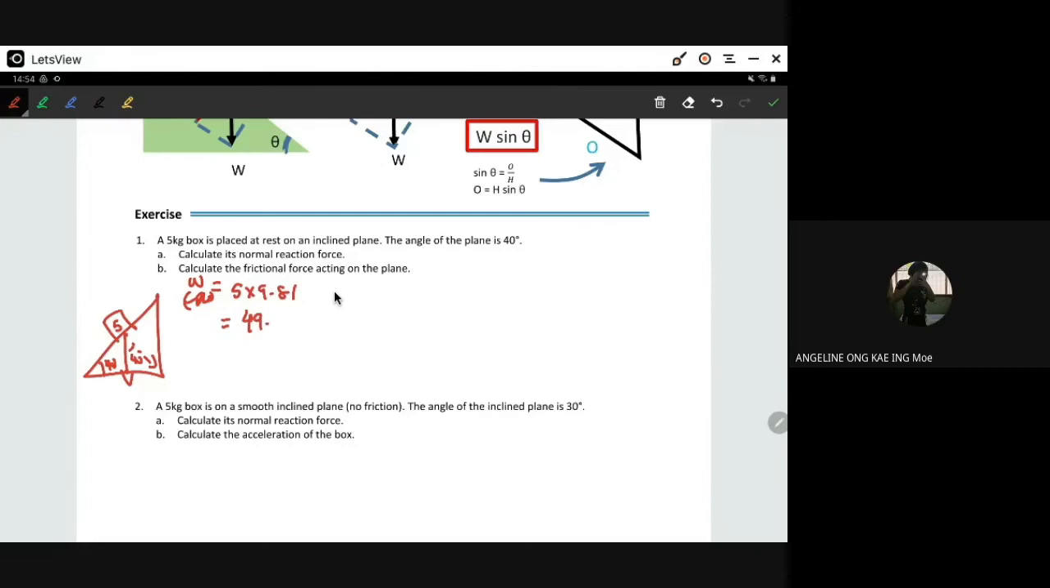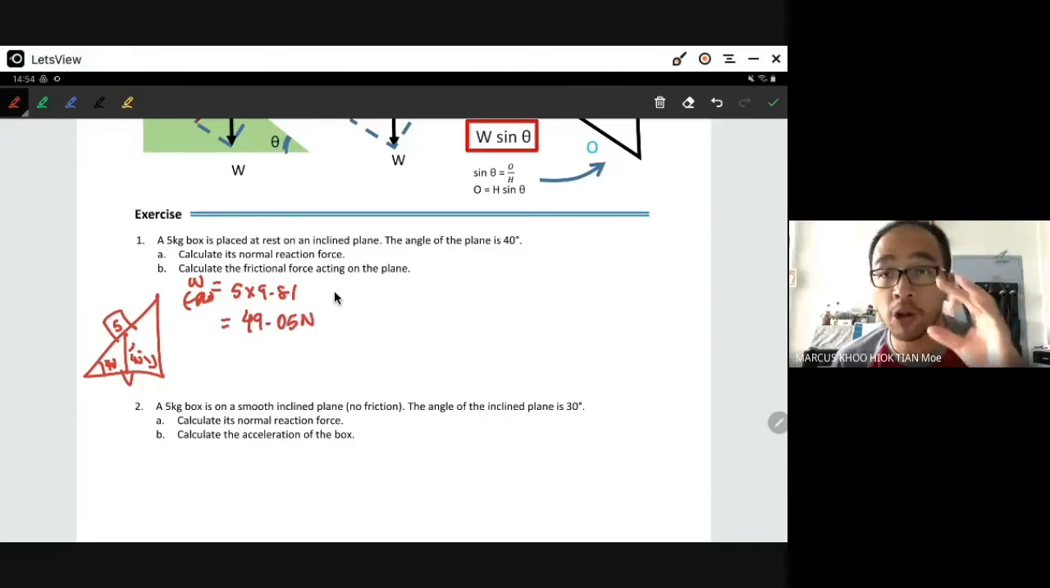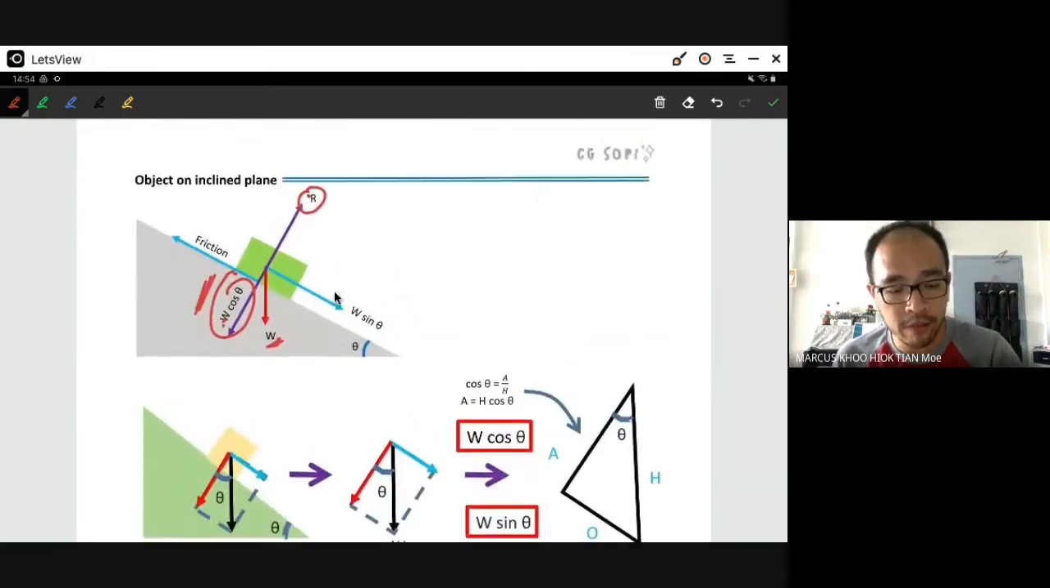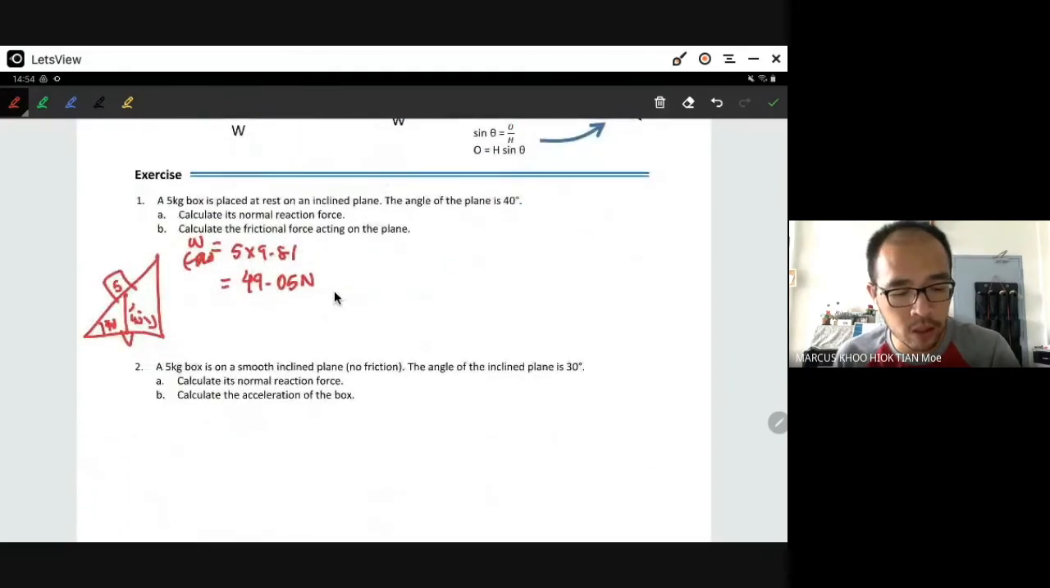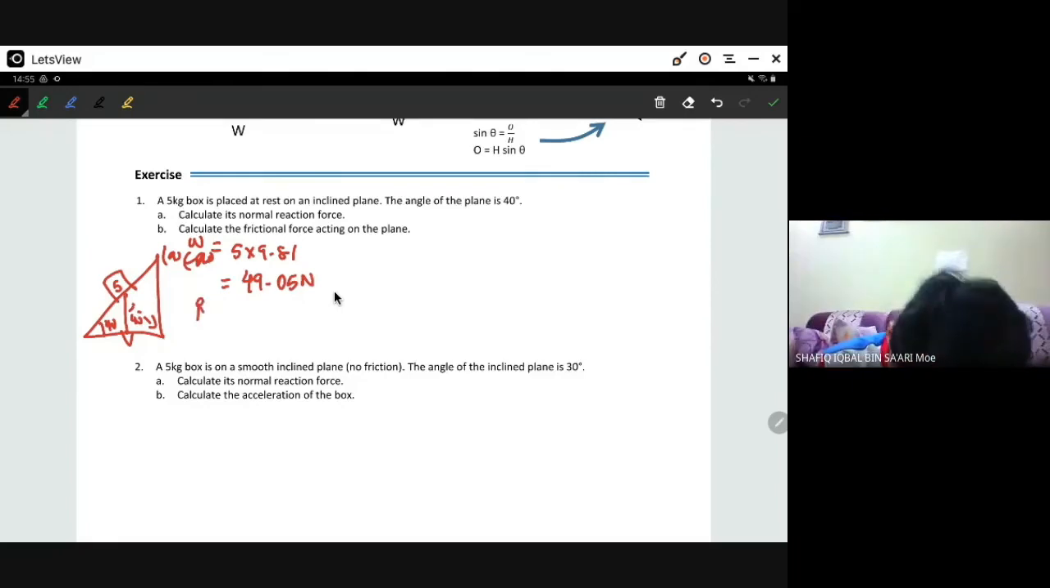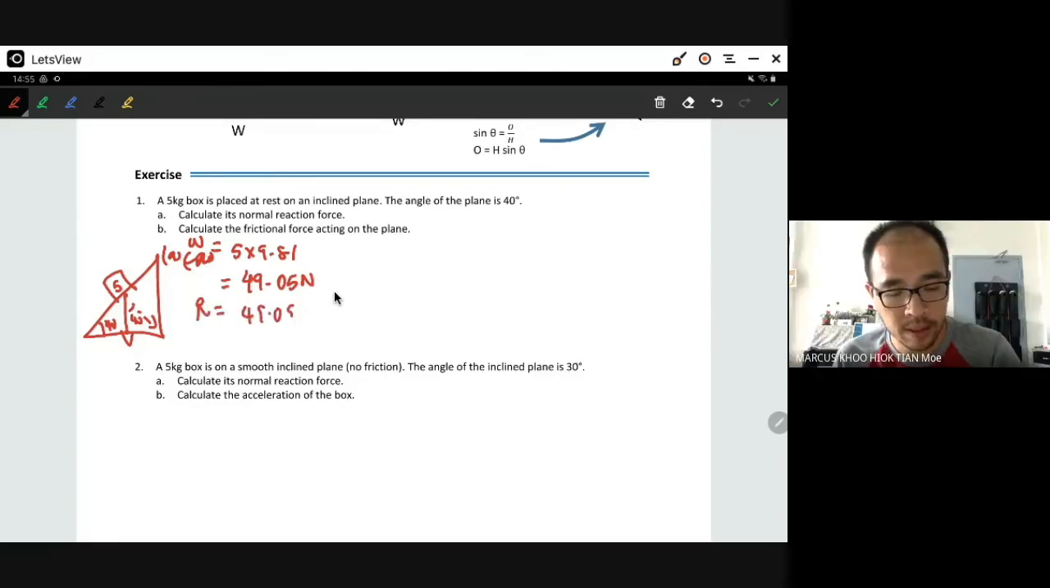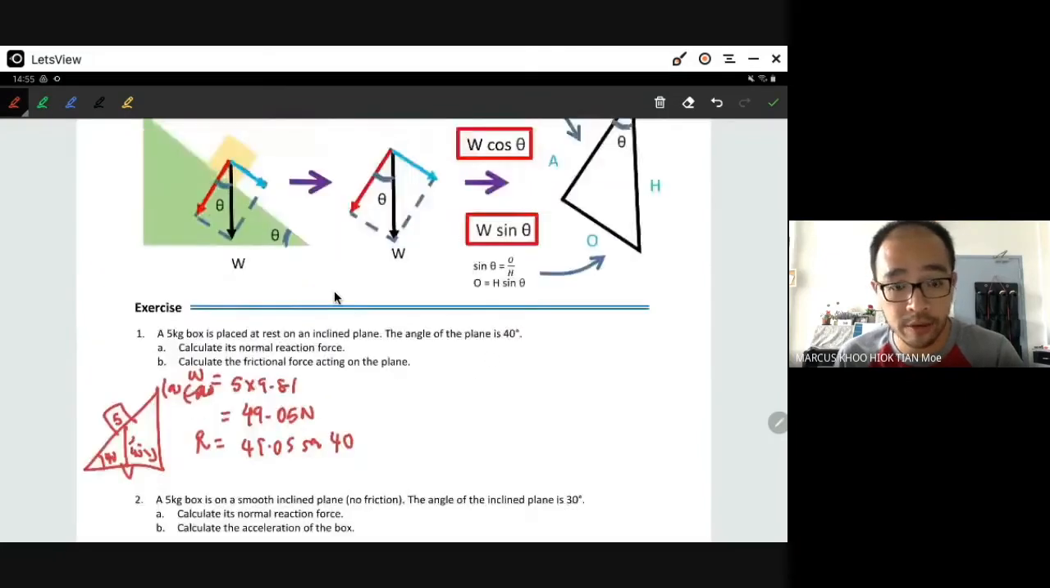49.05. Okay, 49.05. But it's not complete, because you only just found the weight. Remember, the reaction force is the same as the vertical component, and the friction is the same as the horizontal component. Shafiq Iqbal, do you think you can complete this? After I find the weight, then how do I find the reaction force? 49.05 sin 40. Sin 40, the reaction force.